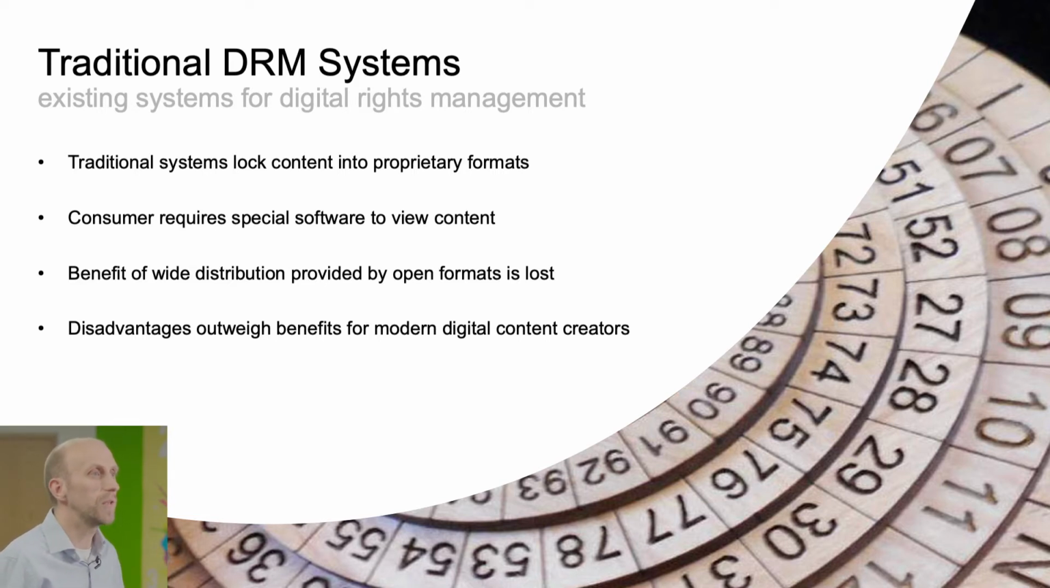By locking the content into a specific proprietary system, the content producer loses the benefit of widespread distribution that is provided by the combination of the internet, social media platforms, and open formats such as PNG. It's clear that although the fully open model does have problems, taking a closed or hard DRM approach has too many disadvantages to be appropriate for a modern digital content creator. Even in this very basic example, it's clear that we need to fundamentally rethink the way that digital content can be protected whilst maintaining the portability of the formats.